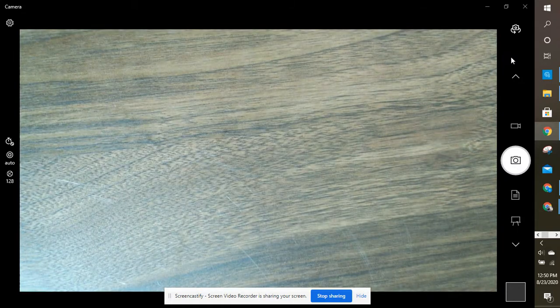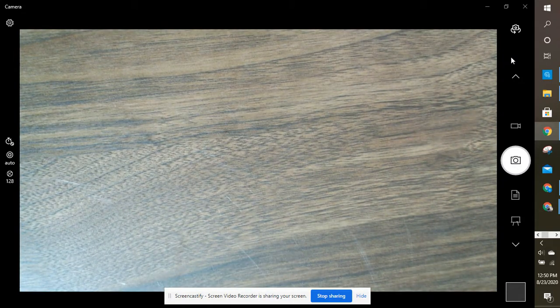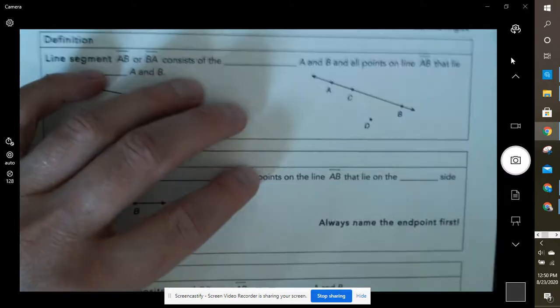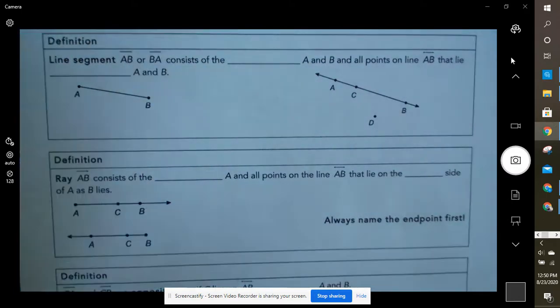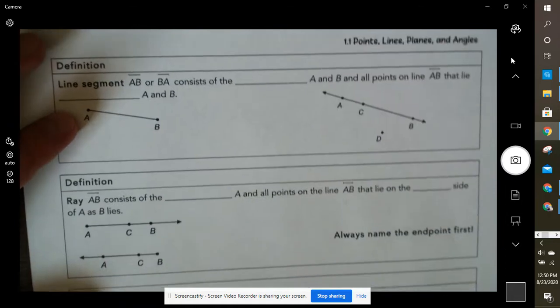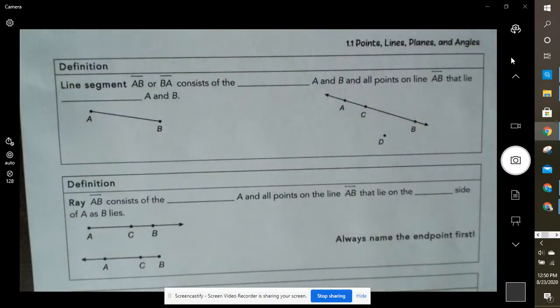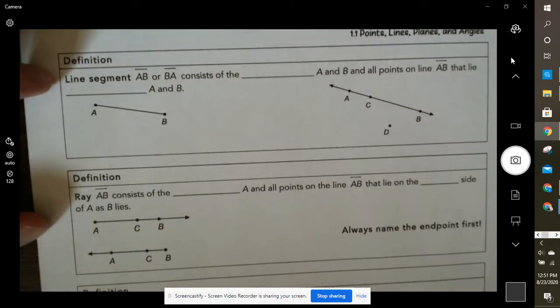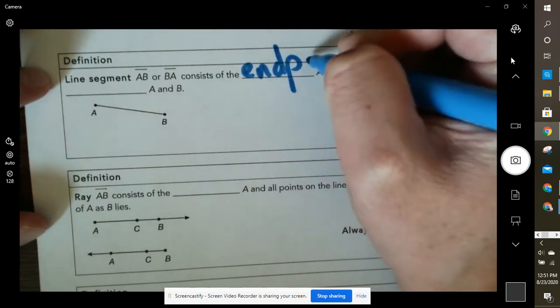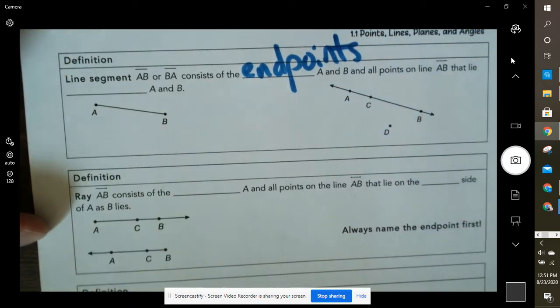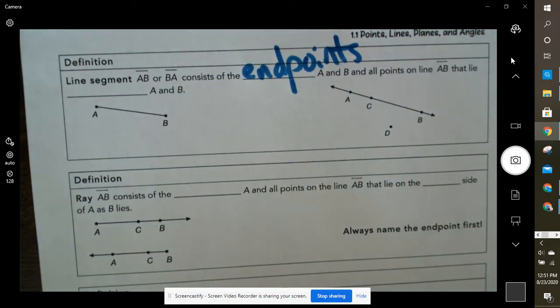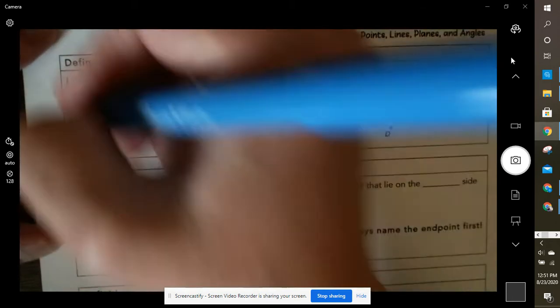All right, let's go ahead and get into the second page. Now that we got some basics down, the rest should go kind of smoothly here, kind of quick. All right, so our next one is line segment, and we see line segment AB or BA consists of the endpoints A and B, and all points on line AB that lie between A and B.